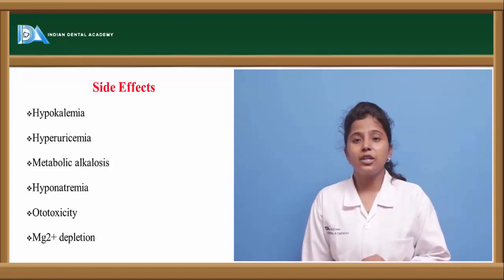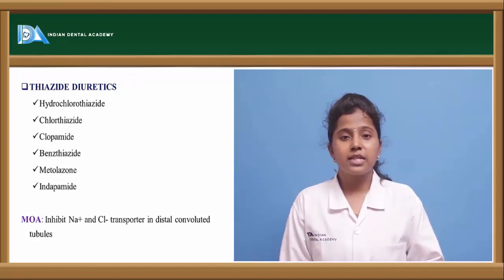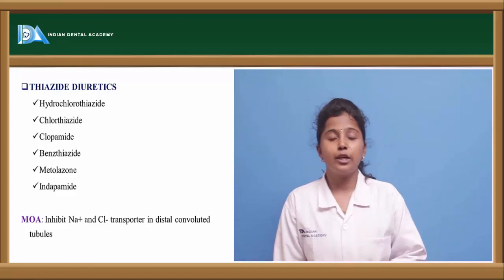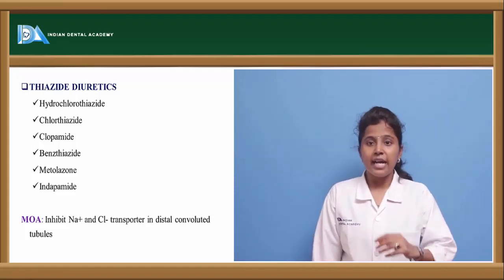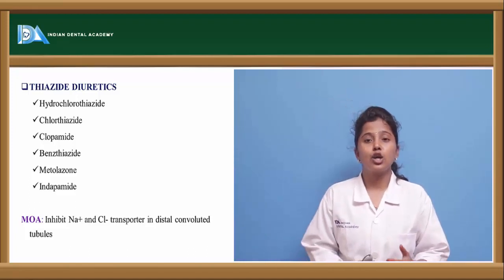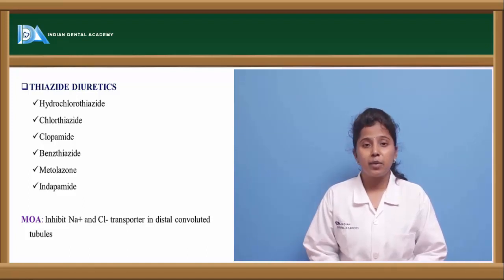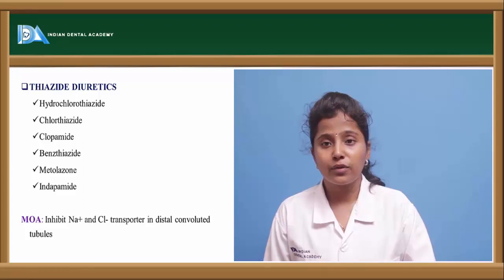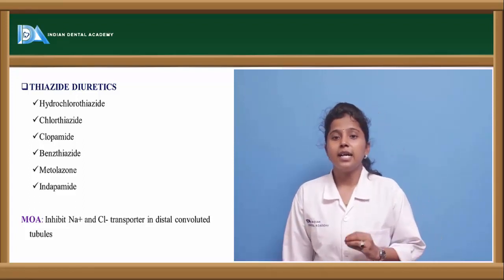The other category of drugs are thiazide diuretics. Thiazide diuretics include drugs like chlorothiazide, hydrochlorothiazide, benzthiazide, indapamide, clopamide, etc. These are a few drugs which come under the category of thiazide diuretics.